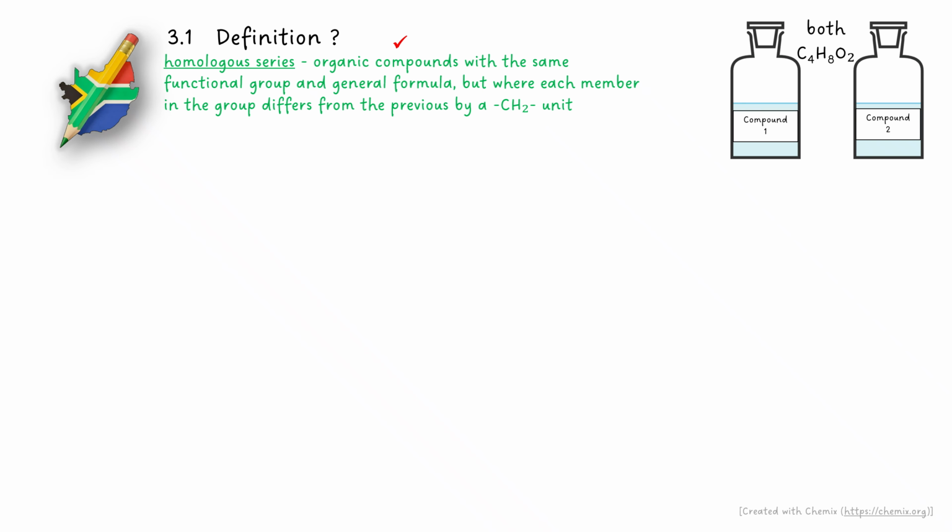This is a family of organic compounds with the same functional group and same general formula, but where each member in the group differs from the next by a CH2 unit. Next, we need to identify two homologous series that these compounds could belong to. Well, the molecular formula for each, which is the same, has this general formula, CnH2nO2. Carboxylic acids and esters both have this same general formula.